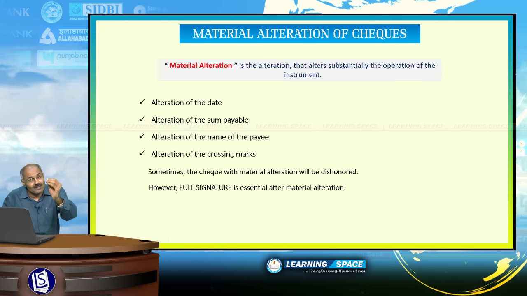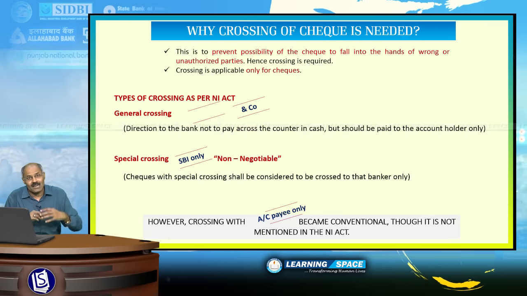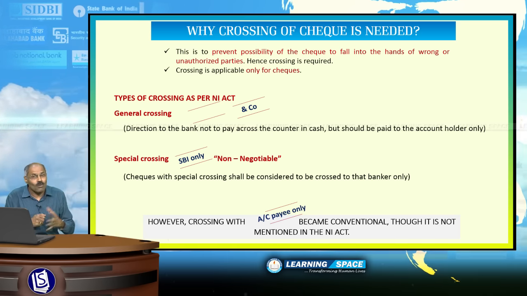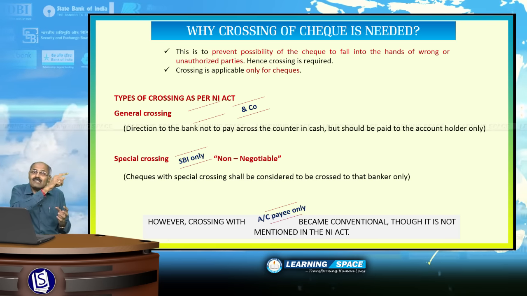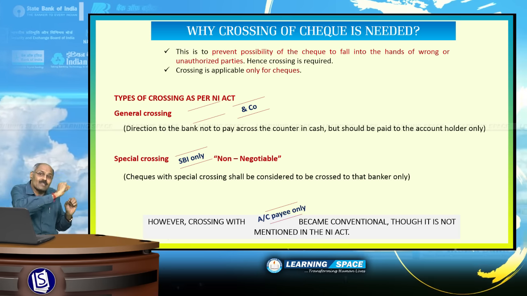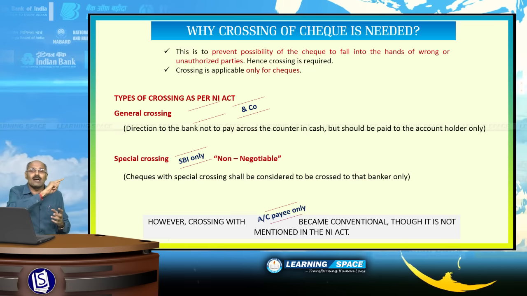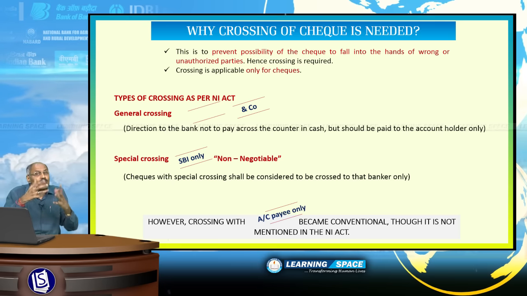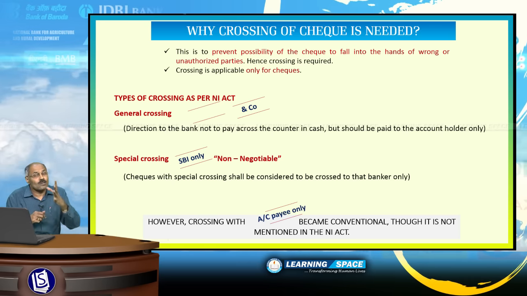Right friends, look at what is meant by crossing and why crossing is needed. The crossing of the check is just 2 transverse lines over the face of the check. As per the Negotiable Instruments Act, it is written as and co. As per the Negotiable Instruments Act, 2 transverse lines as well as and co was written, but now the present practice is 2 transverse lines and account payee only. Conventionally, if you write account payee only, it is categorized as a crossed check.